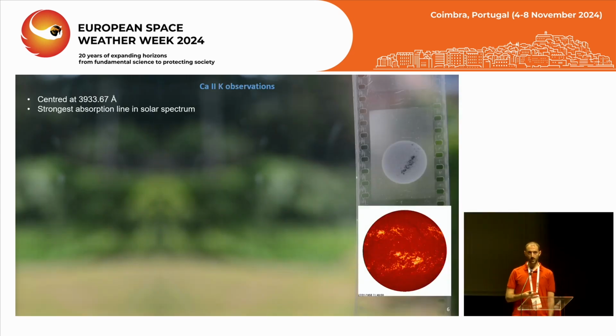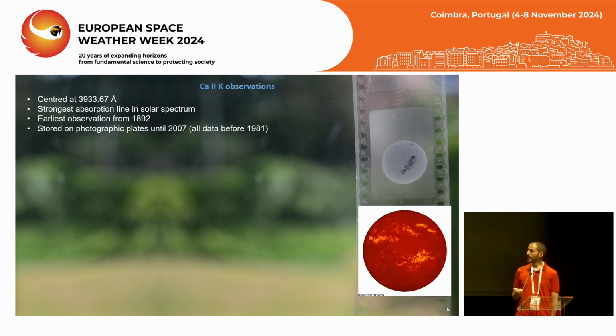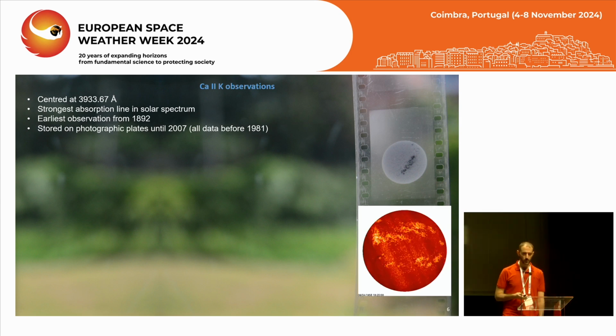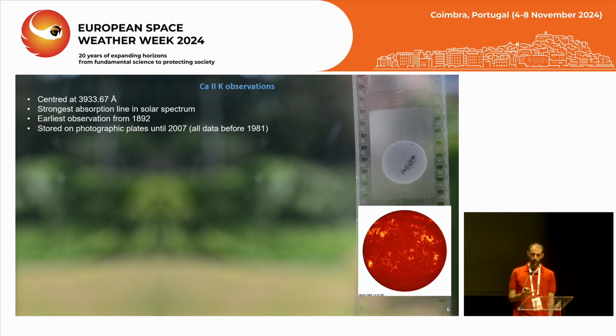These are full disk observations of the Sun in the calcium K line. You see some examples here. The first observation started all the way back in 1892. Since over that period there were no CCD cameras, they were all stored on photographic plates. And we have such data up to 2007.